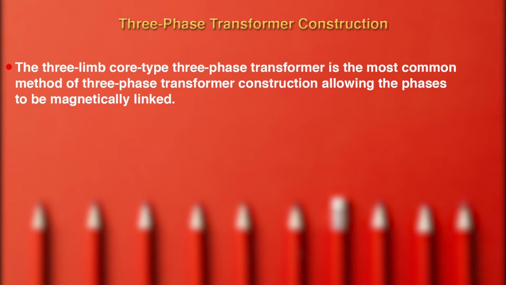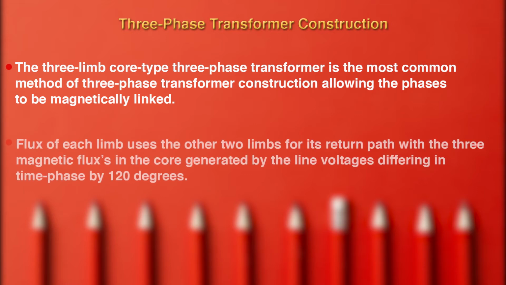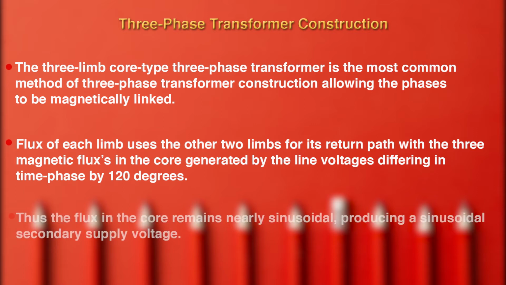The three-limb core type three-phase transformer is the most common method of three-phase transformer construction, allowing the phases to be magnetically linked. Flux of each limb uses the other two limbs for its return path, with the three magnetic fluxes in the core generated by the line voltage differing in time phase by 120 degrees. Thus, the flux in the core remains nearly sinusoidal, producing a sinusoidal secondary supply voltage.